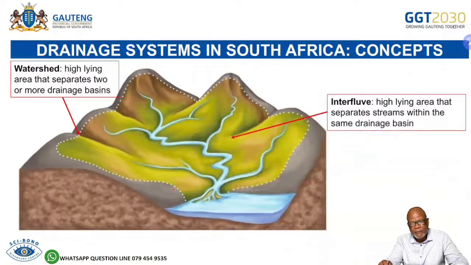And then we have an interfluve. An interfluve is a high-lying area that separates streams within the same drainage basin. So we have a watershed. What does the watershed do? It separates drainage basins. And then we have an interfluve. What does the interfluve do? It separates streams, but within the same drainage basin. So don't confuse drainage basin with watershed. Watershed separates drainage basins. Interfluve separates the streams or tributaries, but within the same drainage basin.